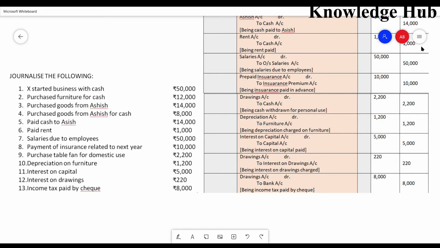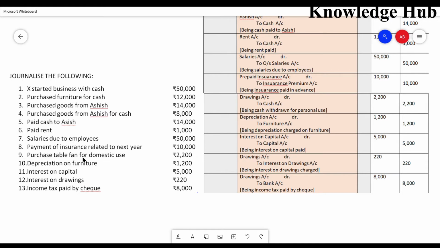Let us look into the next transaction. Payment of insurance related to the next year for rupees 10,000. From the transaction itself, it's evident that the insurance premium which is being paid is in advance. It's not related to the same year. So any prepaid expenses or advance payments is an asset to the business. And once our asset increases, we tend to debit it. So my transaction becomes prepaid insurance account debit to insurance premium account for an amount of rupees 10,000. Let's move on to the next transaction.